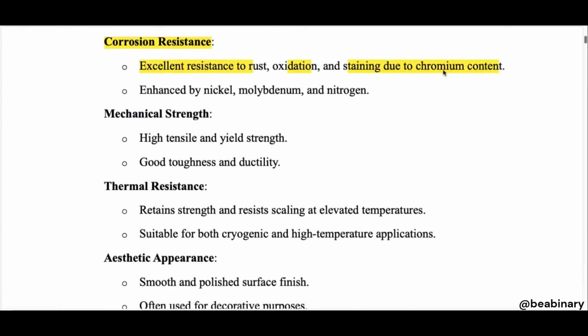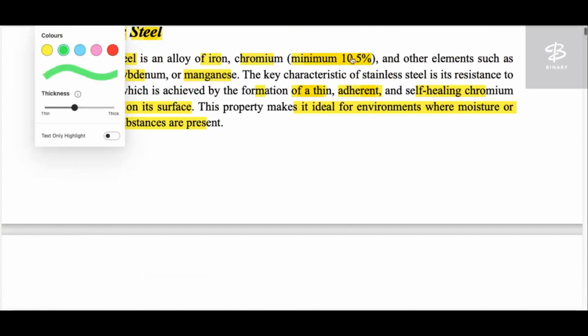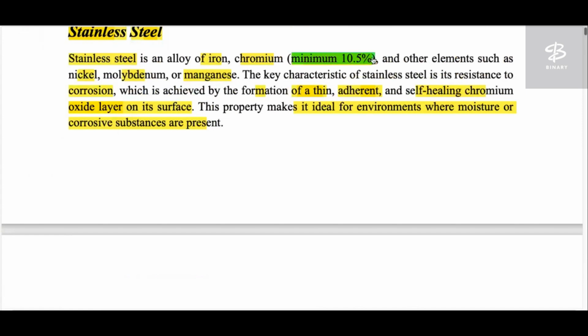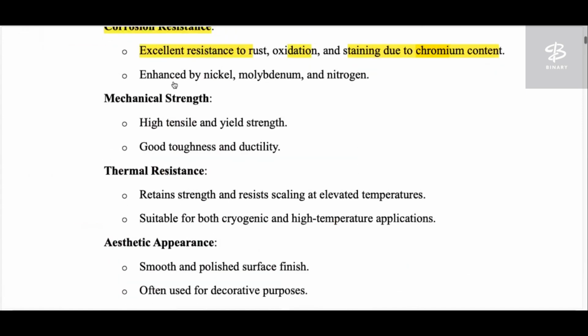So whenever you are being asked what element is responsible for not having rusting in stainless steel, then you could say that it is chromium. And how much percentage? Which is 10.5%, as you can see here. This is right. 10.5%. Okay. So these are the components.